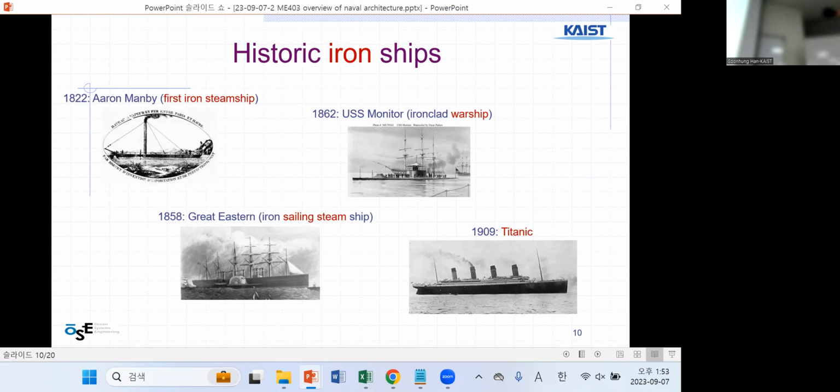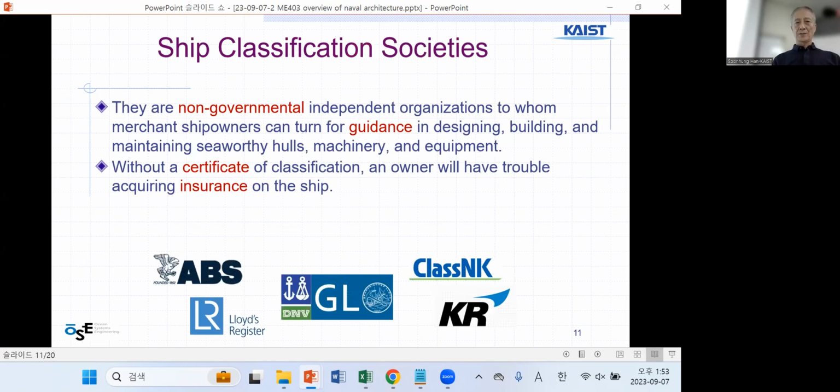But the disaster happens on the first voyage of the ship. Very new ship, very luxury ship. First voyage from UK to United States. That's why it is very big. Just 120 years ago, 115 years ago. Then after the Titanic, they started to make a regulation for safety.